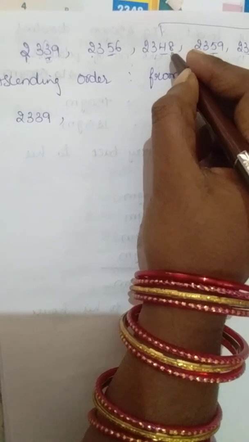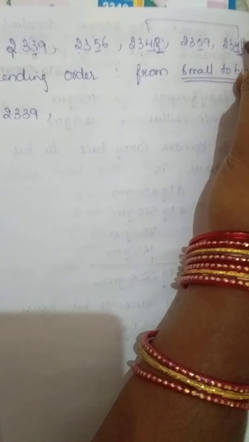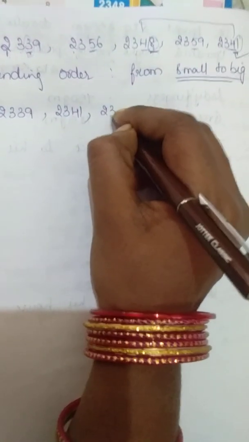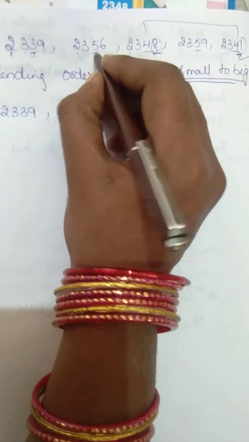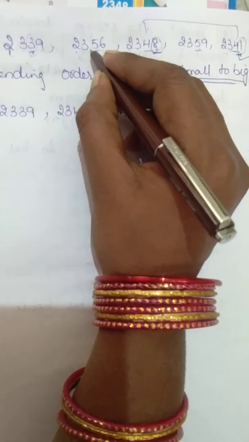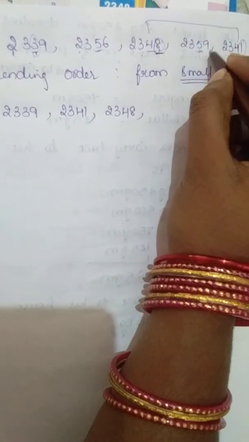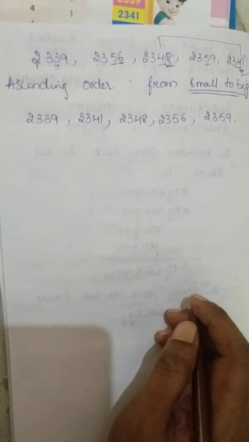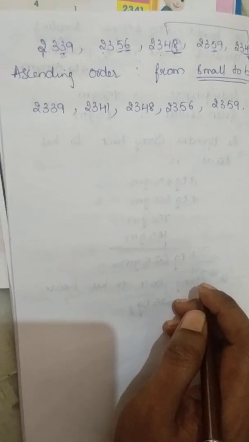Among these two, which is the smaller number? Check the last digit. Here 8 is there, here 1 is there. So 1 is the smaller number. So write down this one next. After this, here 5 is there and here also 5 is there. 2356, 2359. Which will come first? 56 will come first, after that 59. Now write down 2356, and finally 2359. This is nothing but ascending order.